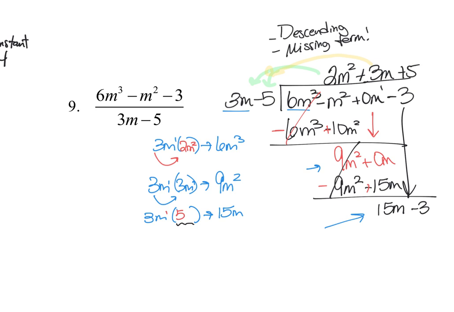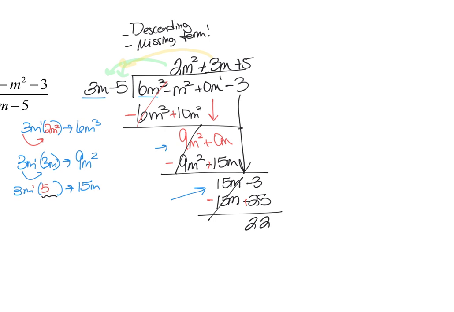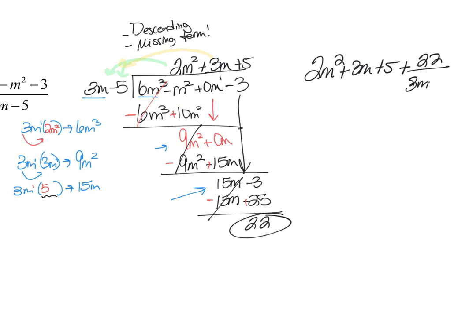Coming back around, you'll have 15m minus 25. At this point, change the sign. This makes 0, and right here I have a positive 22. So what is your answer? 2m squared plus 3m plus 5 plus 22, the remainder, divided by the divisor.